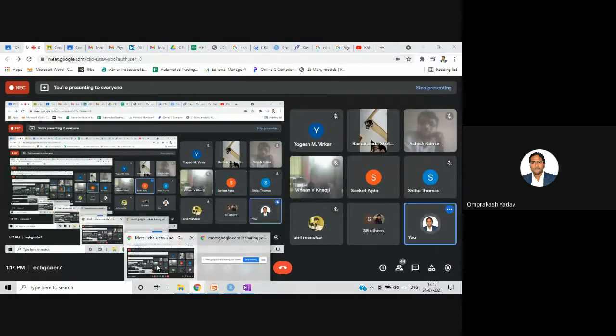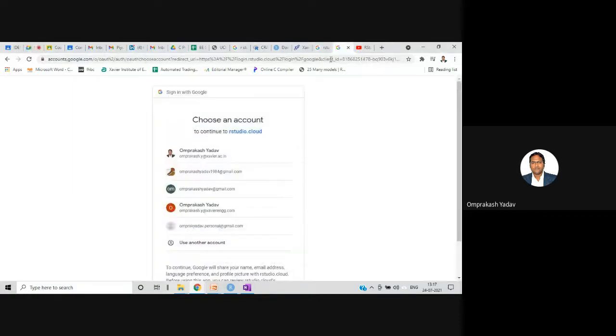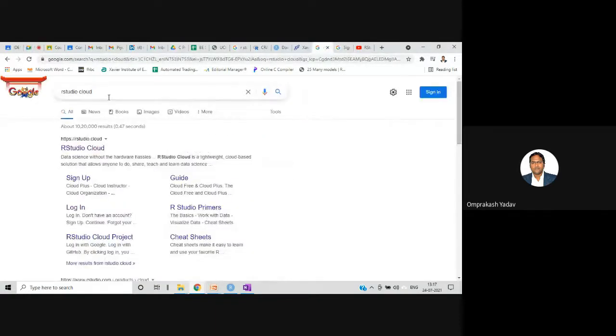Okay. So I was explaining to you how to go ahead with R Studio Cloud. First, I explained the R language. You can search for the R language on Google, then download and install it. Then the R Studio software, you can also download and install from the R Studio website.